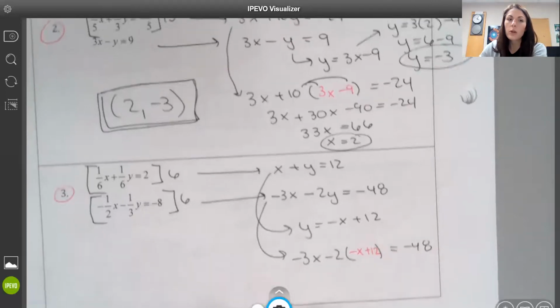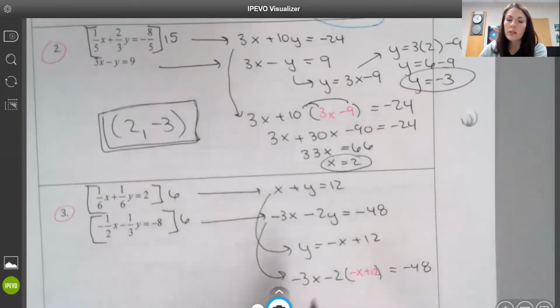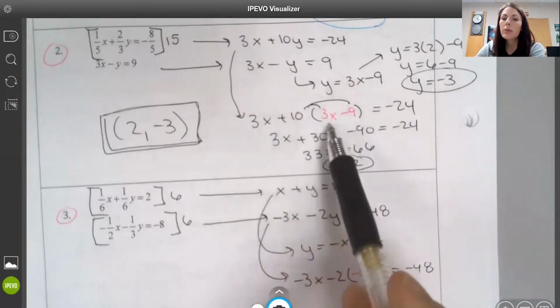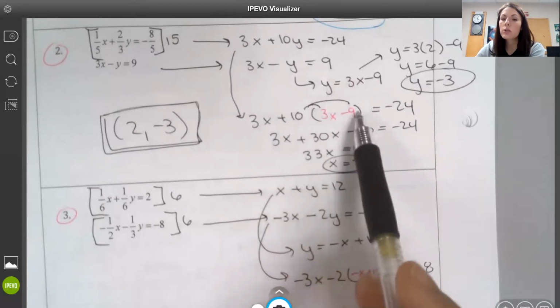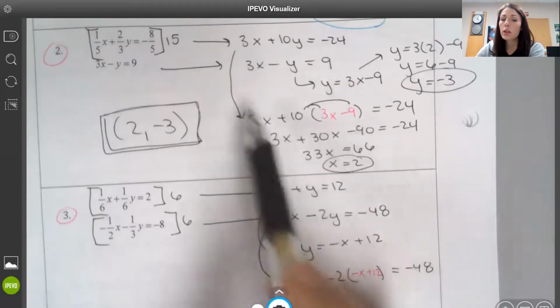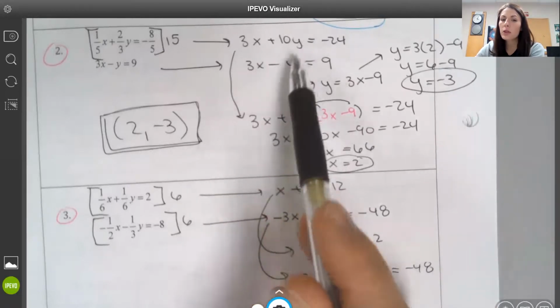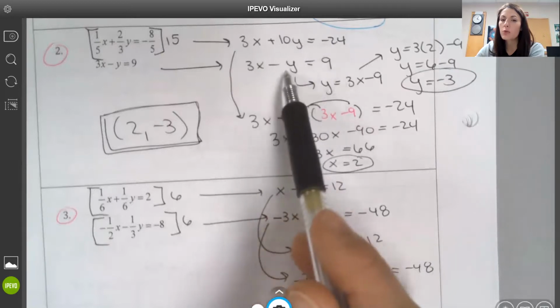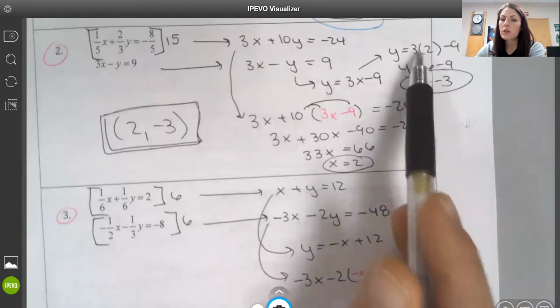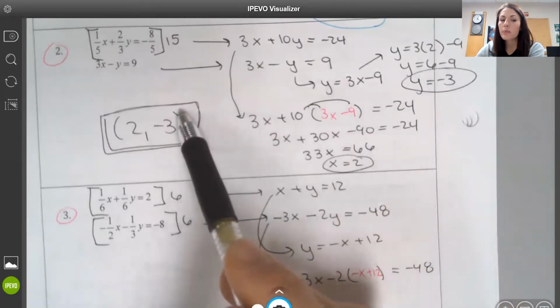Okay, so I have one of my systems totally solved, and I kind of stopped midway on 3. So here I solve for y. I plug that in. Now remember, we need to distribute. And I got x equals 2. And I wouldn't have solved for any of these other variables, by the way. This is the one that has the coefficient of -1. So I should have solved for this y. And when I substitute in 2 for x, I get -3 for y.